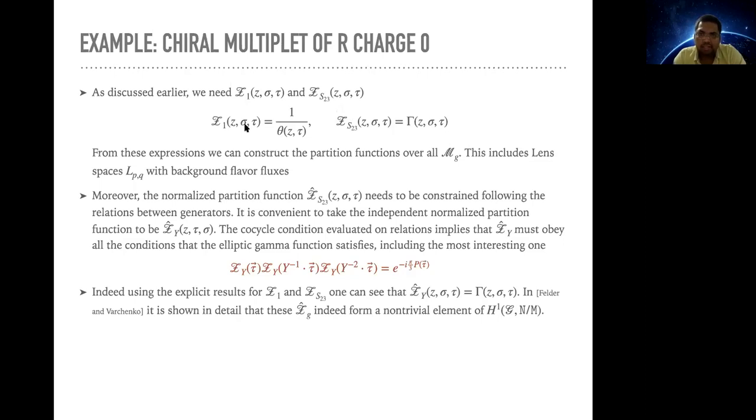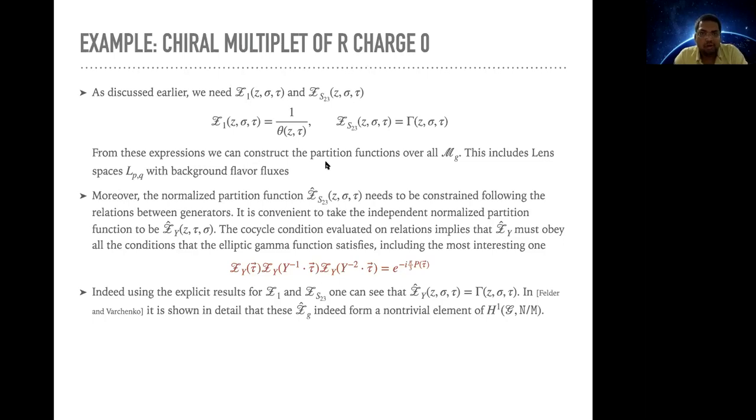And in particular, as I said earlier, ZG is the partition function on MG, and the set of MGs include the lens spaces, LPQ, with any background flavor flux. So in fact, you can do this very concretely, and you can check that you can produce the partition functions for the chiral multiplet with R charge 0 for all the lens spaces with any background flux. I'm not giving any details here, but it's very straightforward. Using the first group cocycle condition, one can do that. You can believe it.